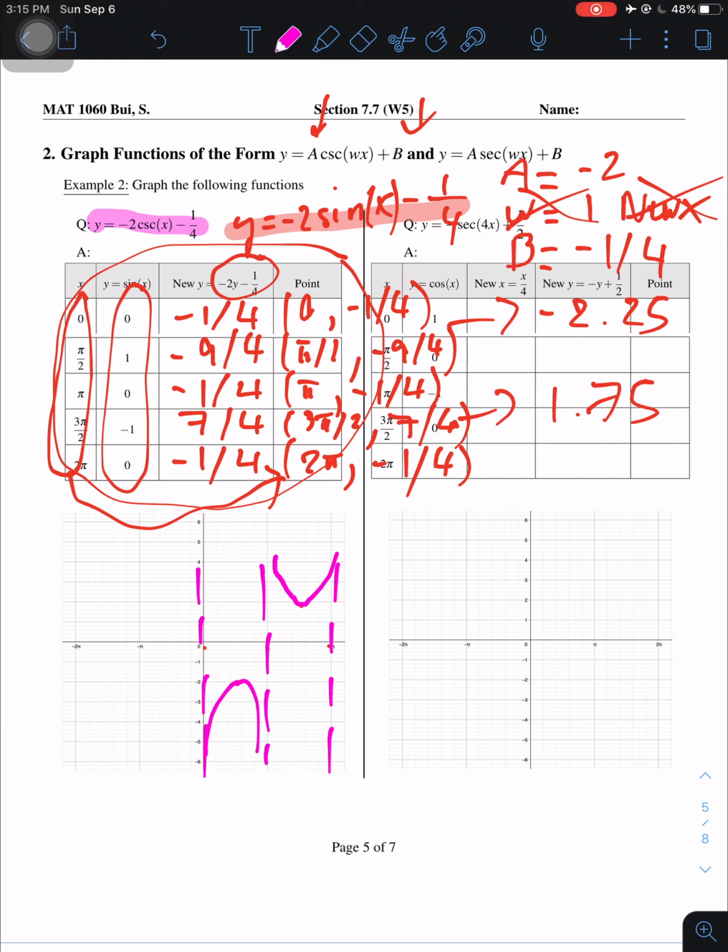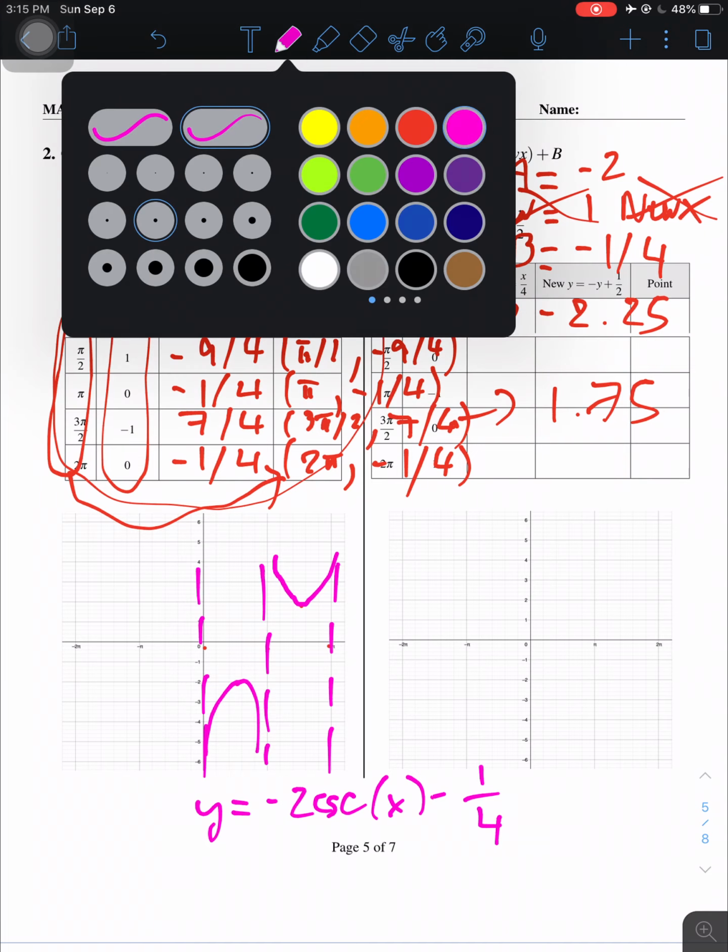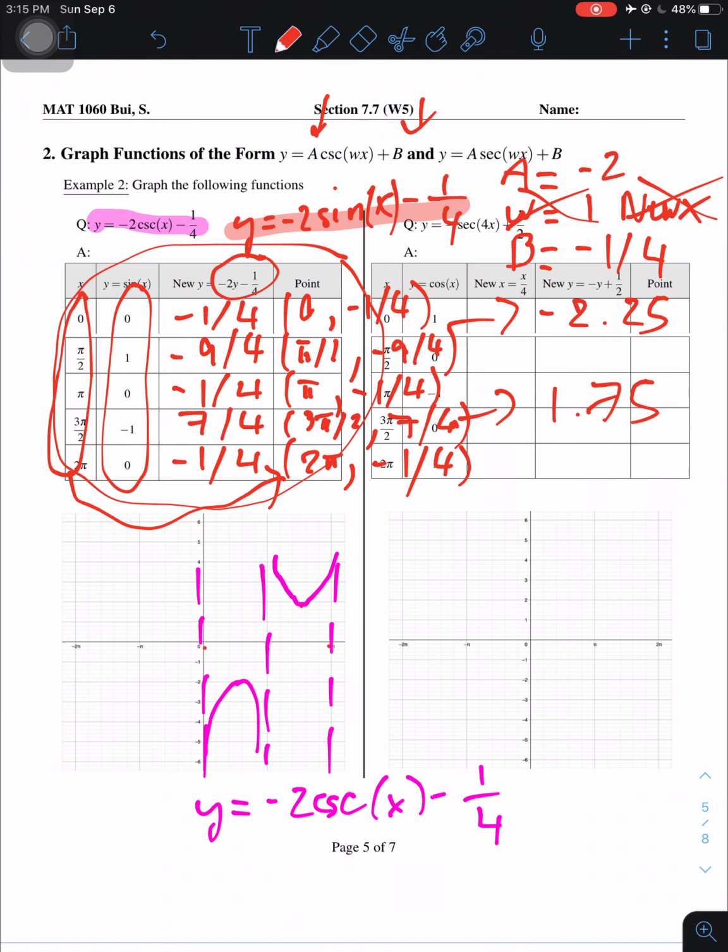And do me a favor in the test or in the quizzes, make sure you label them, right? So first of all, this function is y equals -2 csc(x) - 1/4, okay? And second of all, all the points in here, make sure you label them correctly. So this point right here is 2pi and -1/4. And this point right here is 0 and -1/4, right? And so on and so forth, okay? All of these are just copy and paste of the information from the table, so that's the easy part. But make sure you don't forget them because I'm gonna mark you off if you forget them, okay?